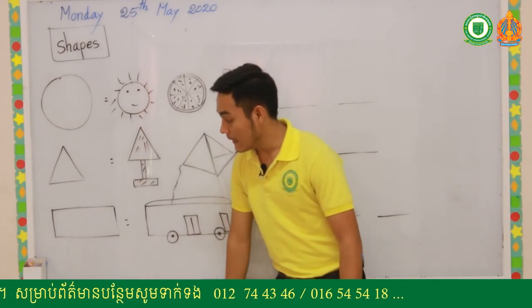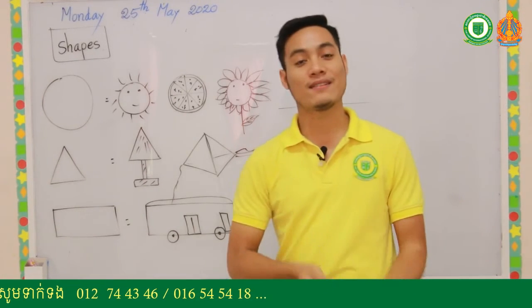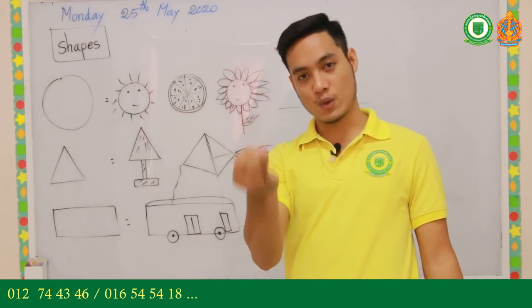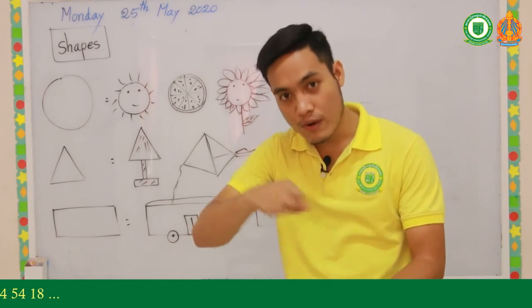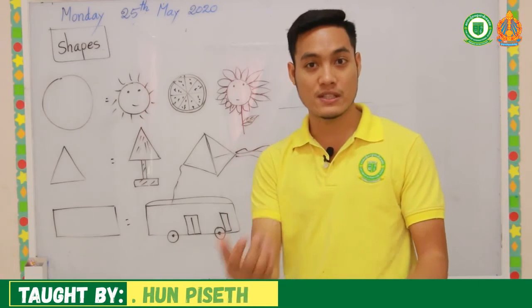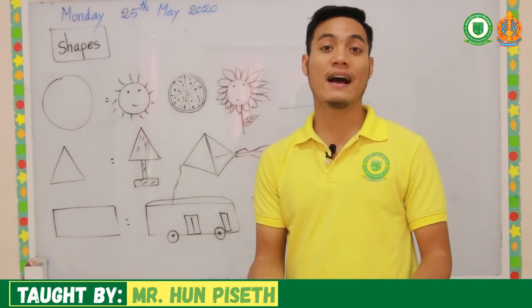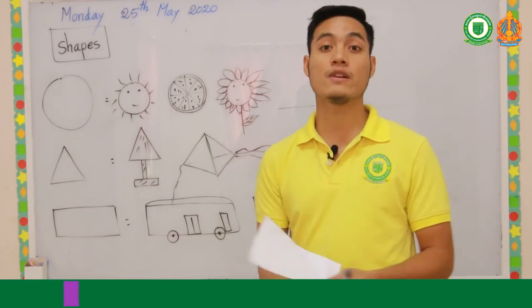So students, please find more pictures about things that come from the shape of circle, triangle, and rectangle. Okay, if it's possible, please find more about crescent, squares, heart, oval. You can draw in your notebook, color it, and then take the picture to me. Make sure that you do it very well, and I will give you the scores.